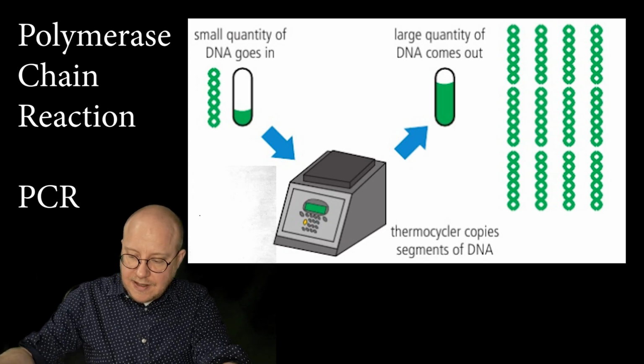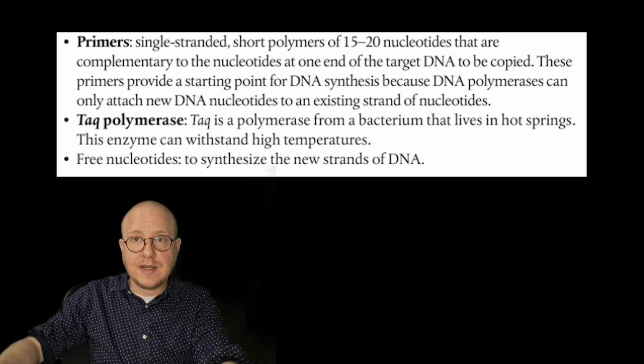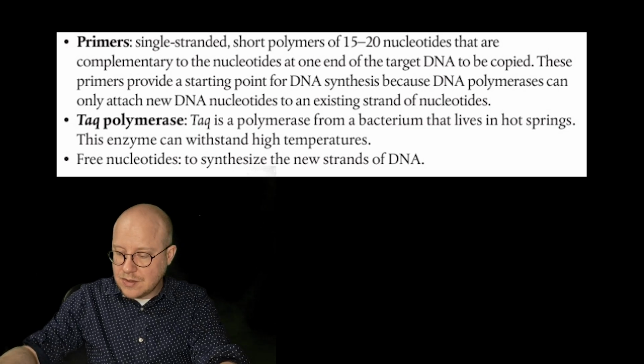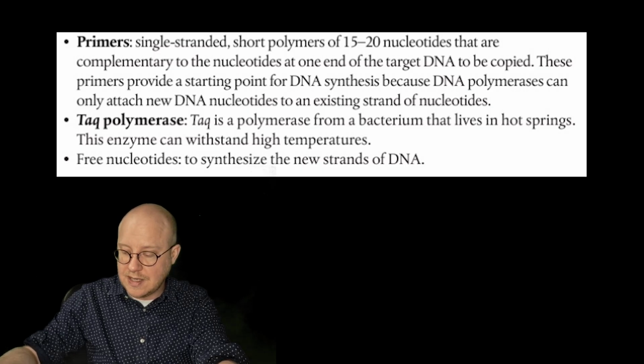PCR is specific in that it only amplifies a targeted section of DNA. Various components are needed to run a PCR, including the following: primers, single-stranded short polymers of 15 to 20 nucleotides that are complementary to the nucleotides at one end of the target DNA to be copied. These primers provide a starting point for DNA synthesis because DNA polymerases can only attach new DNA nucleotides to an existing strand of nucleotides.